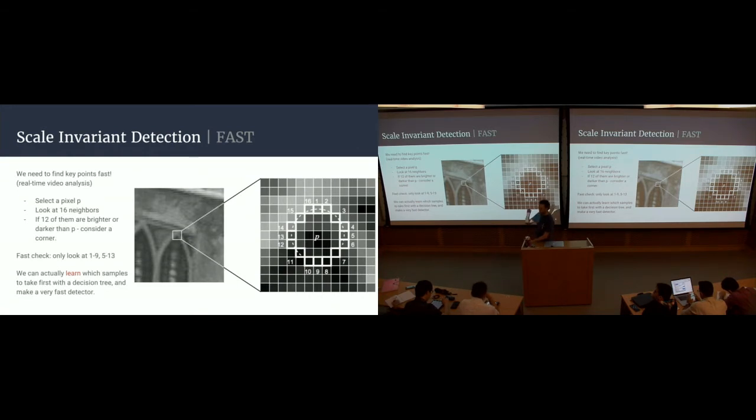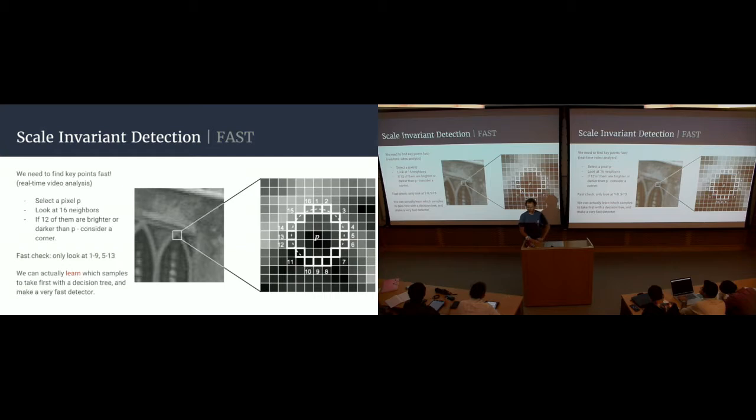The decision tree is you go one decision at a time. Okay, I'm going to check my center value against 1 and 9, and then against 5 and 13, and then against 16 and 8, and so on. It looks like a tree because you're taking right and left, and at each node of the tree, you're taking a different decision, right? The idea is to reject non-corners as fast as we can. So that's what they did. They took a lot of images, and they built a decision tree out of that, and that's how the FAST detector came about.